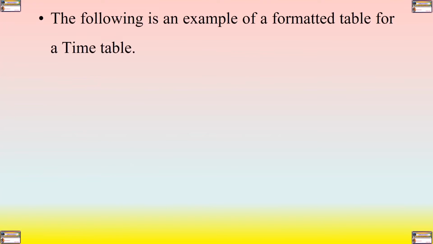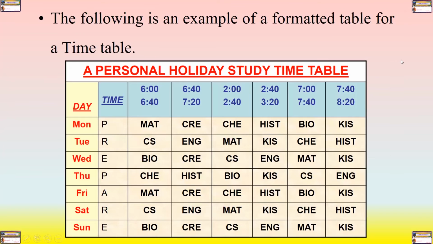The following is an example of a formatted table or a timetable. So this is an example. You can see the enhancement in colors for some of the selected rows and columns.